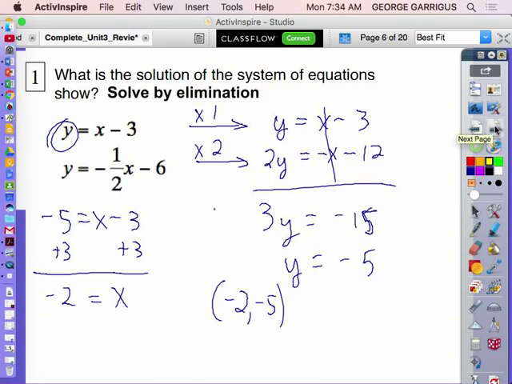We could have also solved this by elimination. We have to get a variable that will eliminate, and since the coefficient here is 1 and this is -1/2, we have to manipulate the equations. How do we do that? We do not change the top equation. That's why we multiply times 1. But the bottom equation we multiply times 2. That allows us to get from y to 2y.